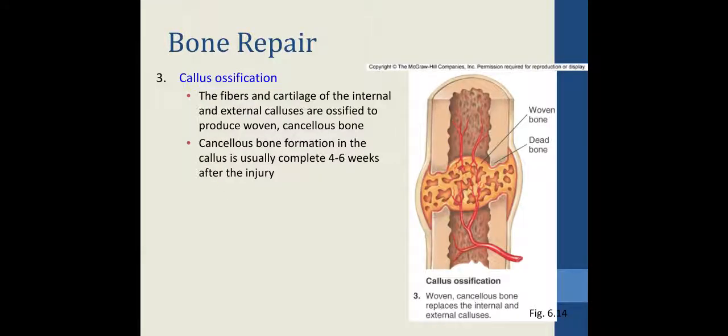Okay, now we want to calcify it. The fibers and the cartilage that are inside, as well as the outside calluses, turn into bone, woven bone. And we eventually want it to all be that cancellous bone, but we start with woven bone and some cancellous bone. This takes about 4 to 6 weeks after the injury. It's also why if you've broken a bone and you get your cast off, they still tell you to be a little bit careful because it's not totally completely healed until that remodeling is done. So that takes some time.